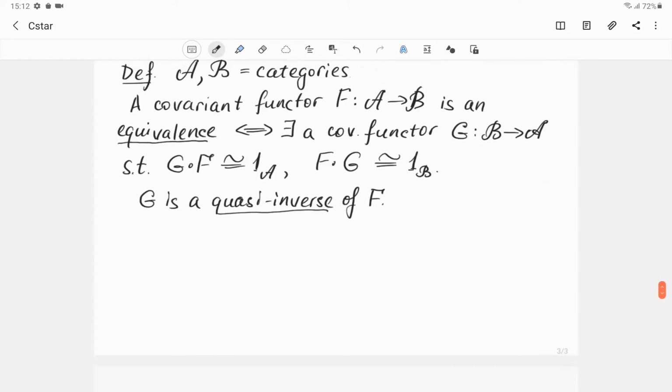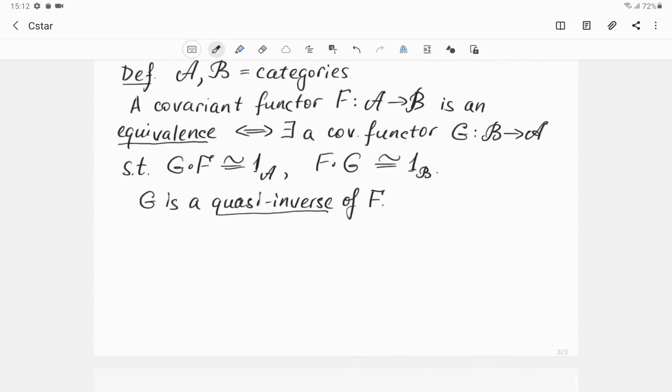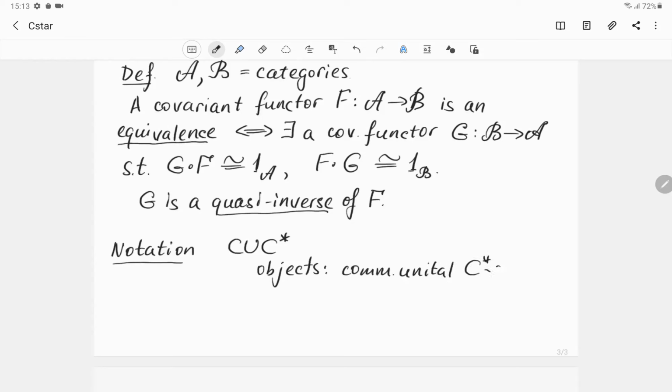Okay, now we introduce some notation. We denote by, say, CUC star the category of commutative unital C star algebras. So the objects of this category are commutative unital C star algebras. And morphisms are unital star morphisms, which are, by the way, automatically continuous.